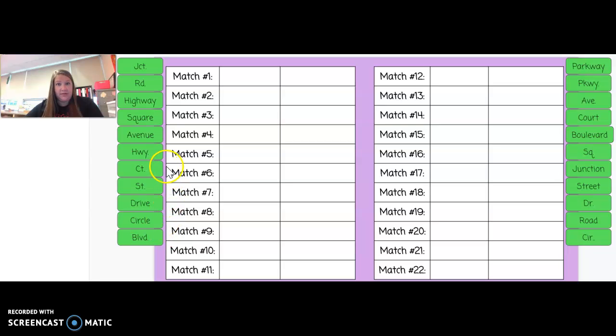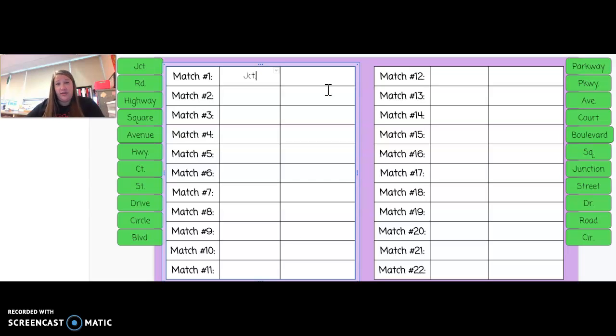So I'm going to do one, so please watch carefully. Right here, I see JCT. That is where I'm going to type right here. So click once in this box and copy it. Capital J, C, T, and a period.